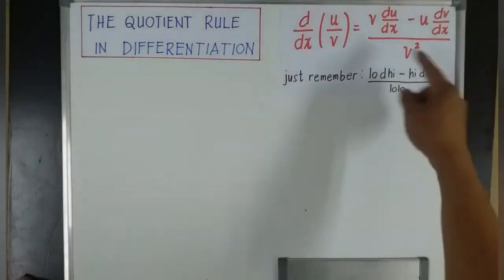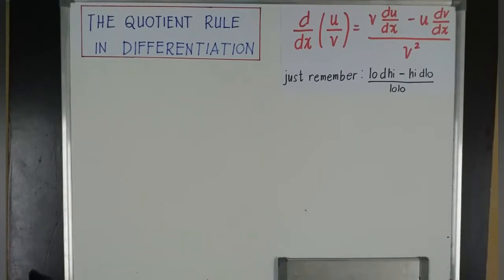I have devised here something that you can think of when you are remembering this quotient rule. Just memorize: low D high minus high D low over low low. Low means the denominator, high means the one on the numerator. Minus high D low, the numerator times the derivative of the denominator, over the square of the denominator, or denominator times denominator. Low low. So just remember low D high minus high D low.